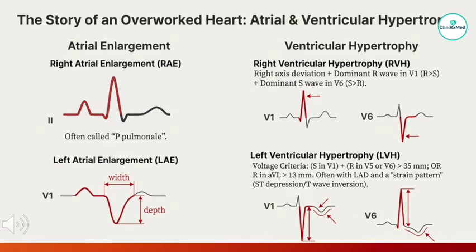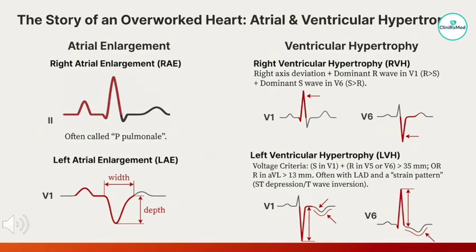Step 4 looks for hypertrophy. Right atrial enlargement, or P pulmonale, shows P waves taller than 2.5 millimeters. For left ventricular hypertrophy, we use voltage criteria. If the depth of the S wave in V1 plus the height of the R wave in V5 or V6 exceeds 35 millimeters, the heart is likely overworked.